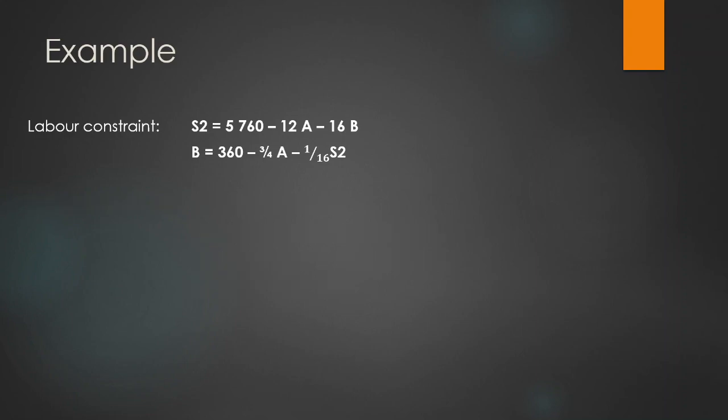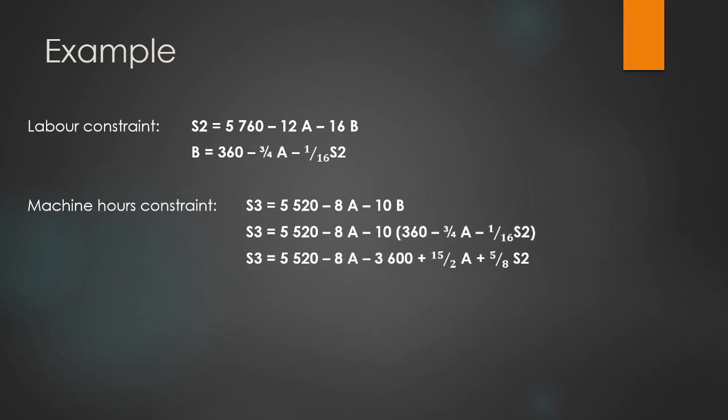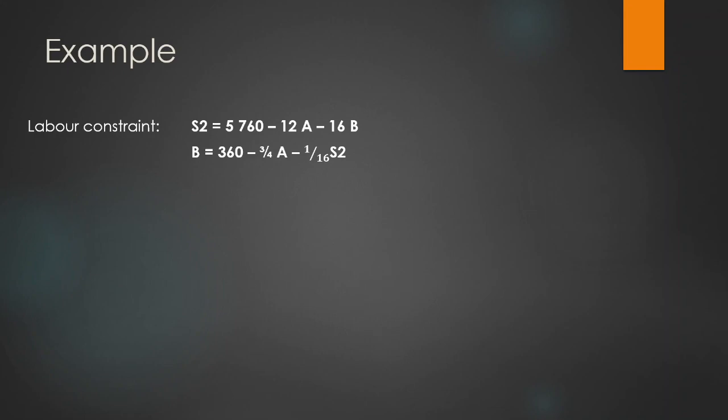We now do the same with the machine hours constraint. Pause the video and give it a try on your own and see what you get. Great, so following the same logic as with materials, we should arrive at S3 is equal to 1,920 minus half of A plus 5/8 of S2. Our next constraint is the sales of product A. As B is not present in the formula, the equation remains unchanged.